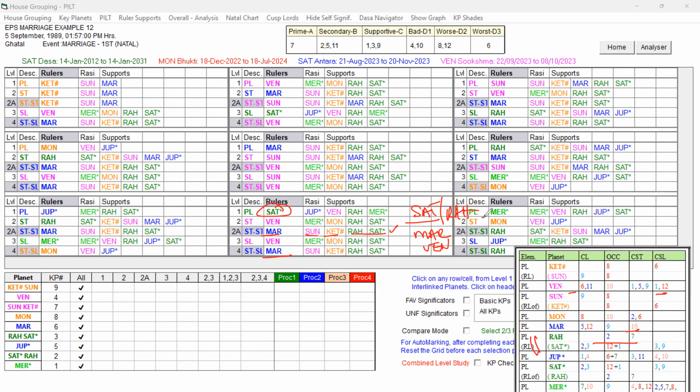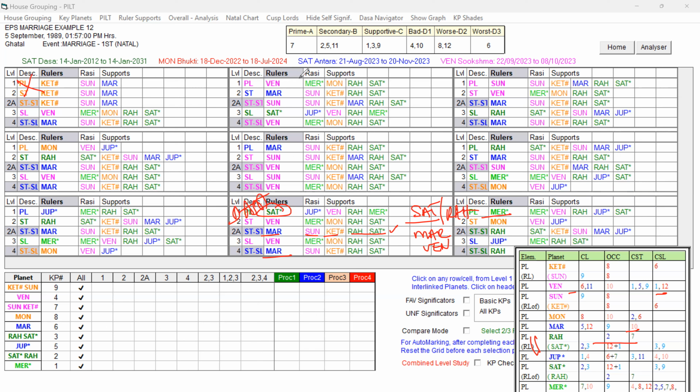That too, as I said, if the primary cuspal sublord destiny planet itself is having some weakness, that Bukti Lord will not be strong enough to give the event during its Bukti. That you have to keep in mind. So Saturn is the Dasa, then Mercury is not strong, and Ketu definitely will not give.